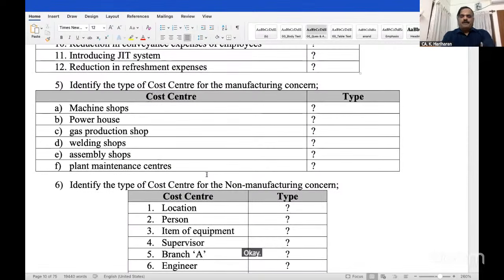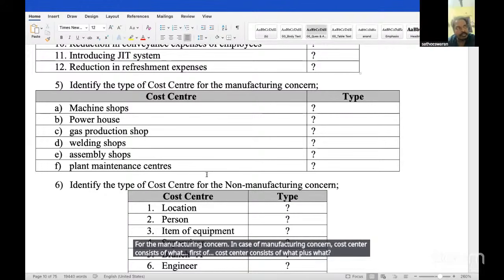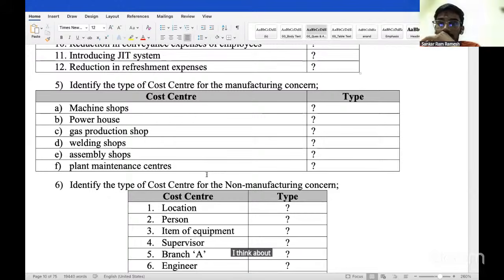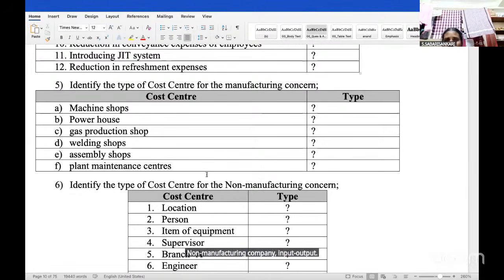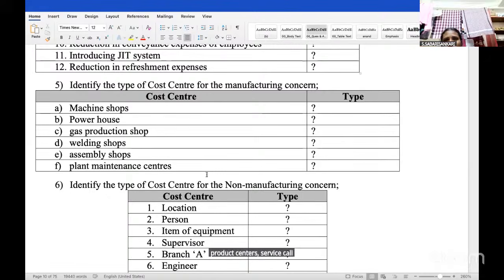Next, identify the types of cost center for the manufacturing concern. Cost center consists of time, location, person, and item of equipment. Types of cost center for manufacturing company and non-manufacturing company, based on input-output relationship. In case of manufacturing company, it can be classified into product cost center, service cost center, production cost center.